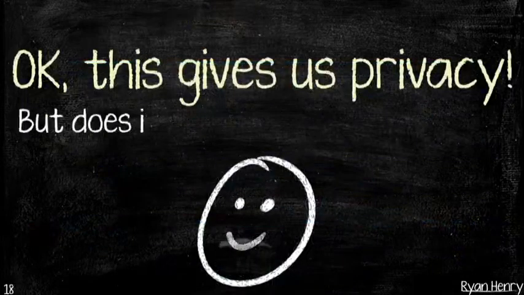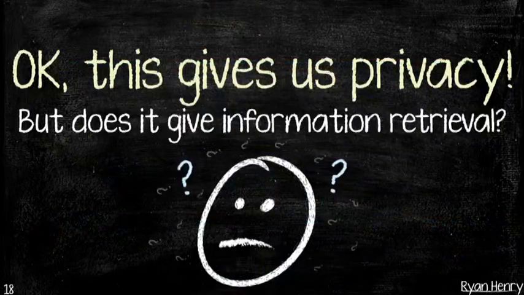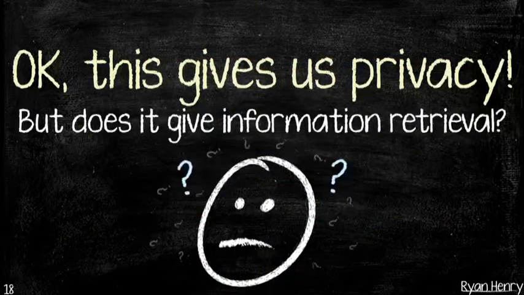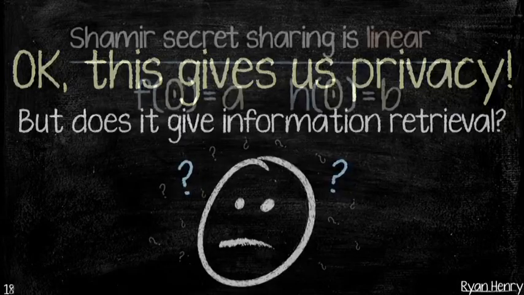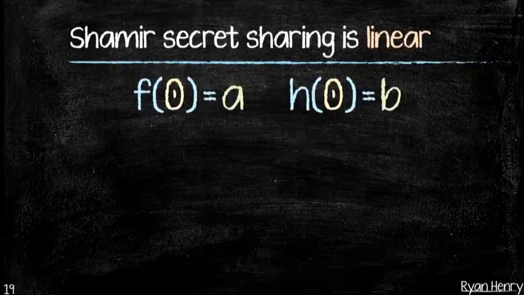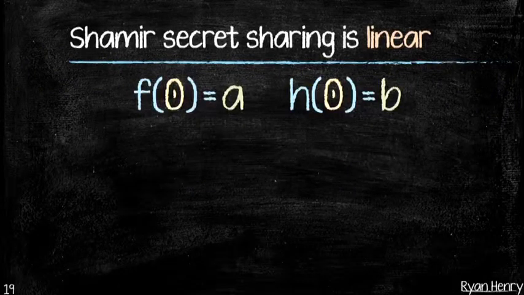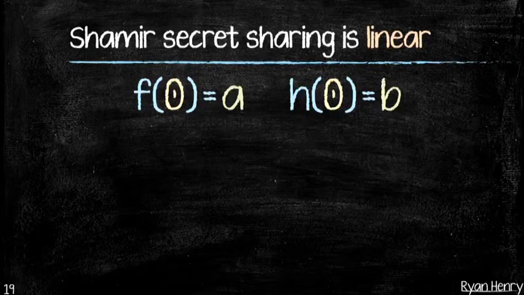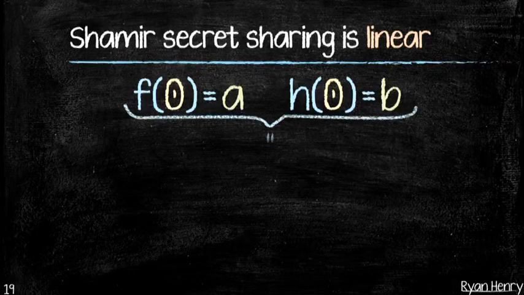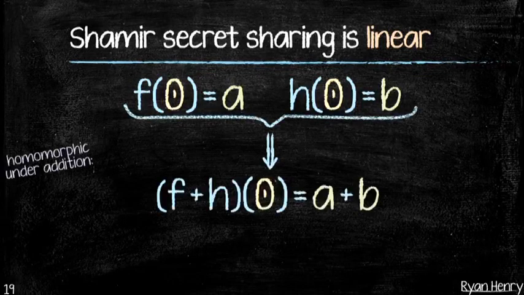Okay, so this gives us privacy, but does it actually give us information retrieval? That's the next question. So it turns out it does. The reason is because Shamir secret sharing has a nice property which we call linearity. The observation here is if you evaluate a polynomial at 0 and you get A, and you evaluate some other polynomial at 0 and you get B, if you add these 2 polynomials together and then evaluate them at 0, you're just going to get A plus B. So they just add up nicely when you add.